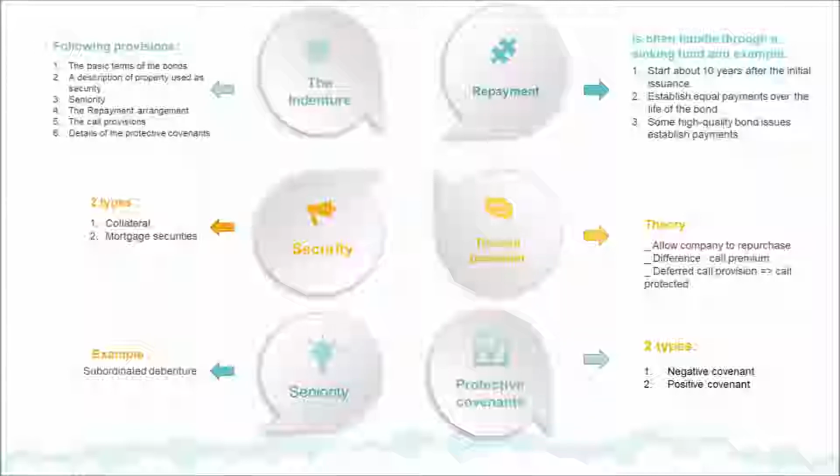And finally, we have protective covenants. It's a provision in the indenture or loan agreement, and we have two types. First, the negative covenant is a "thou shalt not" type of covenant. It limits or prohibits actions that the company may take. And then the positive covenant is a "thou shalt" type of covenant. It specifies an action that the company must take or a condition that the company must abide by.